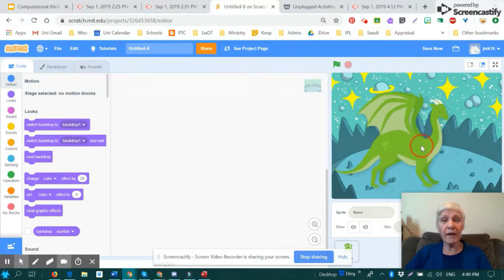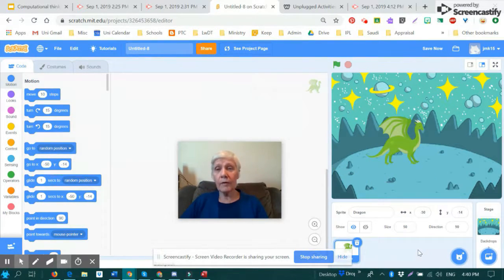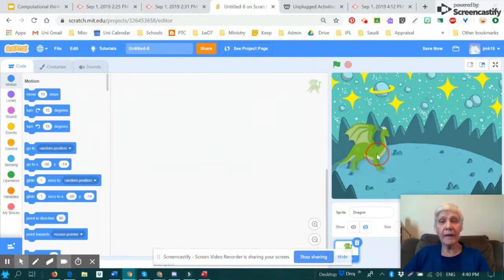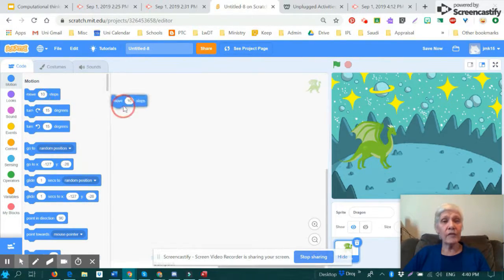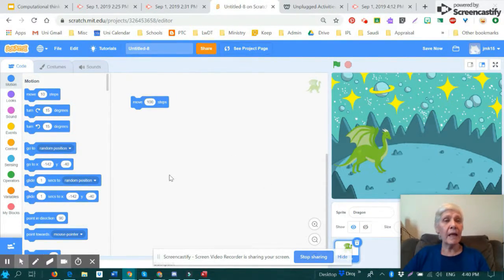So here we have our dragon. I'm actually going to decrease the size of the dragon here because it's a little hard to see him moving when he is so big. So we have him here. Now, the first set of blocks there are movement blocks. So we might get him, for instance, to move, let's go 100 steps. There we go. And again, I can move him back.